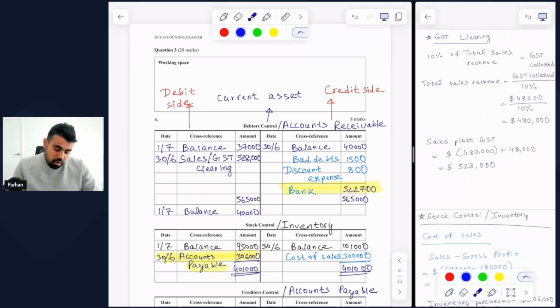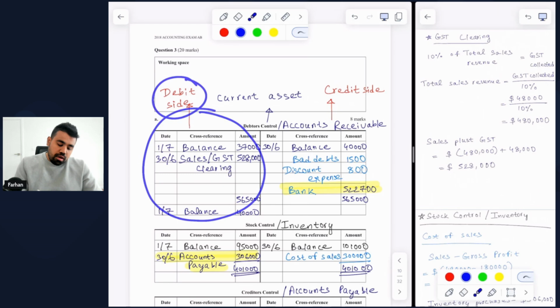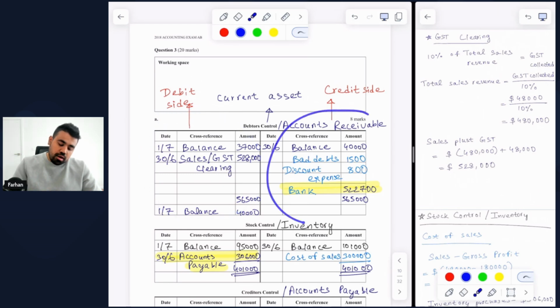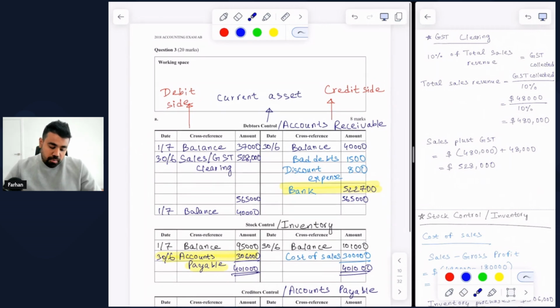So I believe you understand that this side refers to the debit side, and the right-hand side here refers to the credit side. So let's start with the opening and the closing balances first. Now the opening balance, as you can see on the debit side, is on the 1st of July, and that's 37,000. And the closing balance is on the credit side at 30 June 2018, and that is $40,000. Now, where do you think we have got these two numbers from? If you guessed the balance sheet, you are correct.